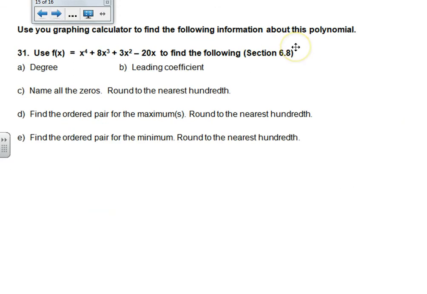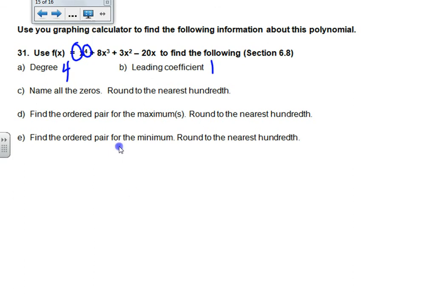This next problem is all on the calculator. Well, I shouldn't say that. The first two questions are not. The degree is the highest exponent, it's 4, and the lead coefficient is the coefficient in front of the lead term when it's in standard form. So there's an invisible 1 as a lead coefficient on that particular question.